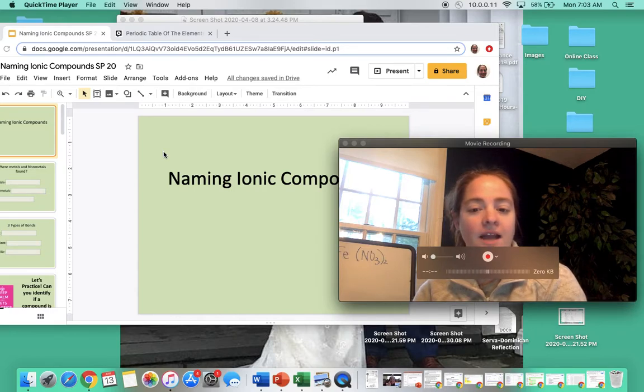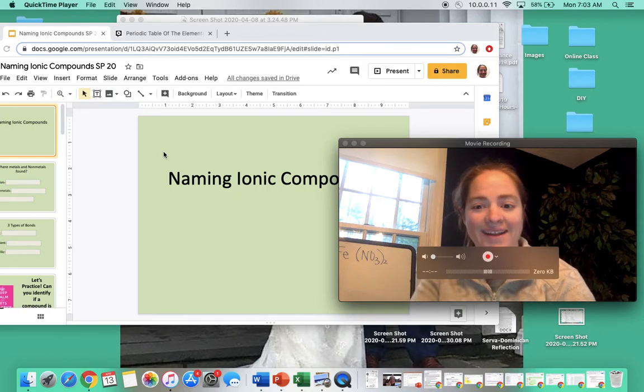While we're naming ionic compounds, it is important to remember where the metals and nonmetals are found on the periodic table. So you're definitely going to need your periodic table out during this. So you're going to want to go ahead and take that out, okay? Find a good periodic table if you're Googling one online, or pull your paper one out, and we're going to go ahead and get started.